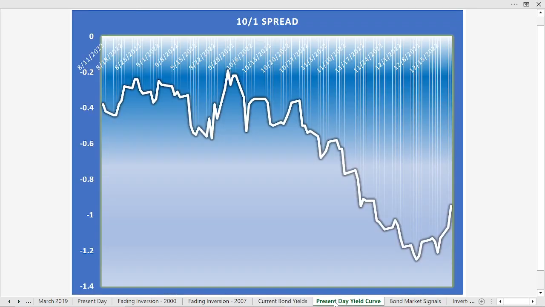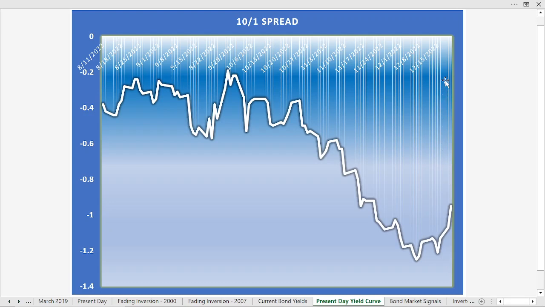A different way to look at it is as follows. The white line represents the spread between the 10 and 1 year bond. Now, the zero axis is all the way at the top. And notice at the lowest level, the spread was about negative 1.25%, meaning the difference between the 10-year bond and 1-year bond was 125 basis points. But now that has decreased. The spread is beginning to increase, meaning the inverted yield curve is lessening.